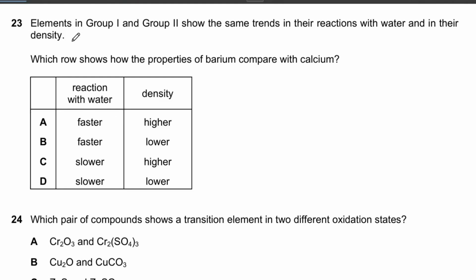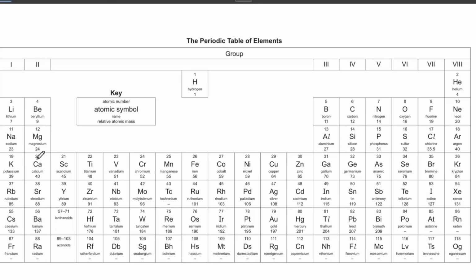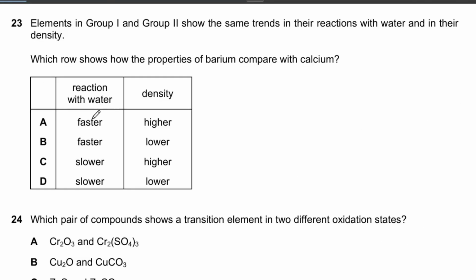Question 23. Elements in group 1 and group 2 show the same trend in their reaction with water and in their density. Which row shows how the properties of barium compare with calcium? Go to our periodic table. This is calcium and this is barium. So they are in the same group. So that means barium will react faster with water since it is lower than calcium in the group, because reactivity increases as you go down the group.